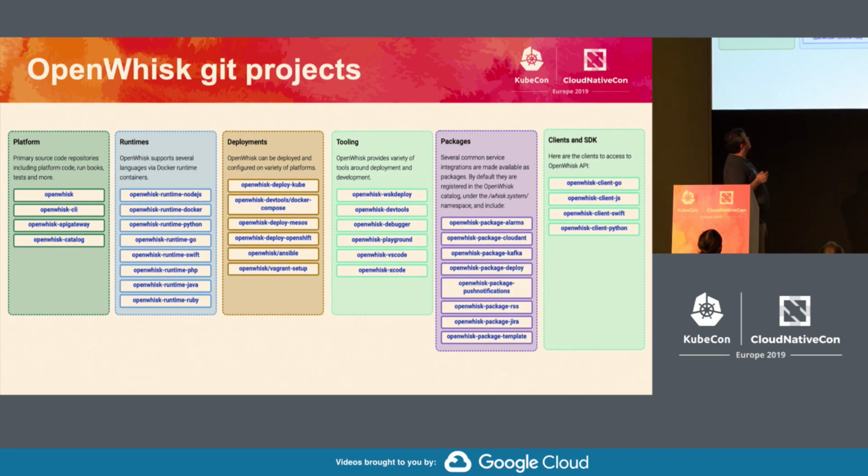Okay, and actually the OpenWhisk Git projects contain a lot of information collected in a lot of projects. The first portion regards the platform: we have OpenWhisk itself, written in Scala. We have a command line interface. We have an API gateway, and we have a catalog where we can install our packages. We also have a lot of runtimes. This means that if you want to write a function based on Node.js, Python, and other languages, you can just get this runtime and use it.